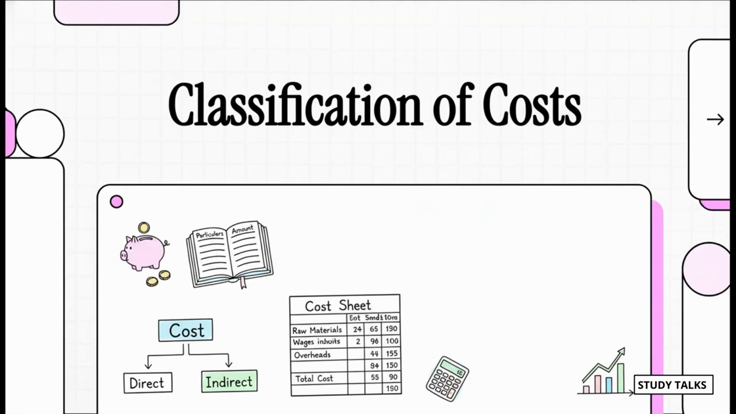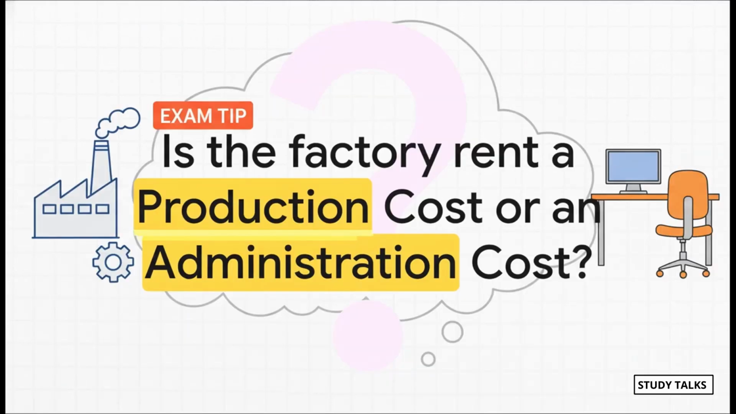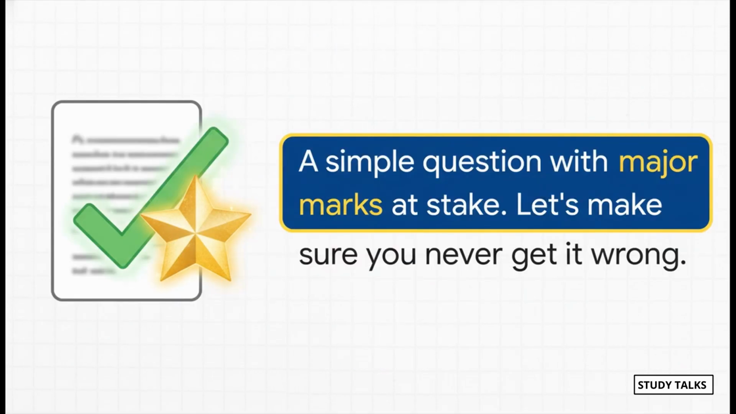The classification of costs. So let's start with a classic, a real exam favorite. Is factory rent a production cost? Or is it an administration cost? Seems easy, right? But believe me, how you answer this one question can totally throw off your final cost of sales. And that's exactly why we're doing this.